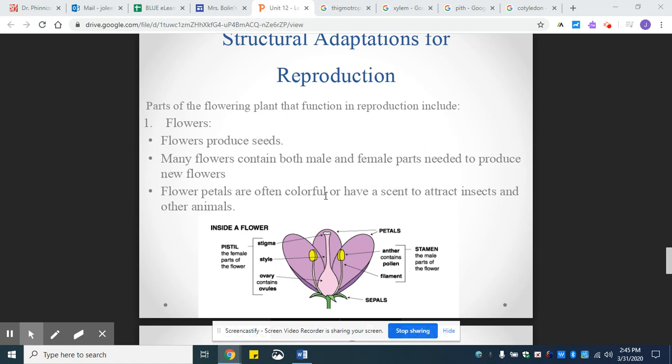Inside a flower, you have the pistil, which is the female part of the flower, which includes the stigma, and it shows you in the picture there pointing to the top. You have the style, you have the ovary, which contains ovules, the stamen, which is the male part of the flower, which includes the anther, which contains pollen, the filament, and the sepals.